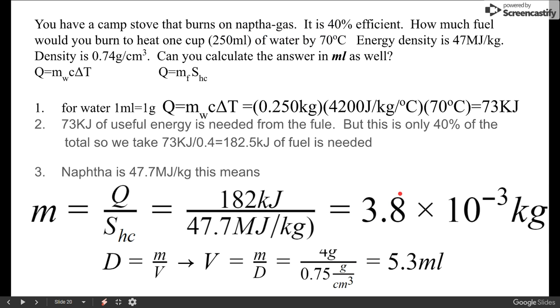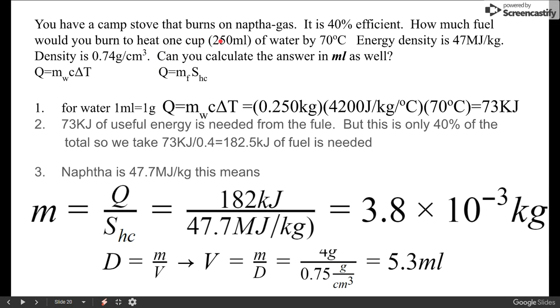When we go camping, we often use naphtha gas. It's a form of kerosene, often known as Coleman fluid. They all have about the same energy density of about 47 megajoules per kilogram, and it's 40 to 50 for most of the liquid fuels we use. The density of the fuel is 0.74 grams per cubic centimeter, so it's going to float really easily on water.